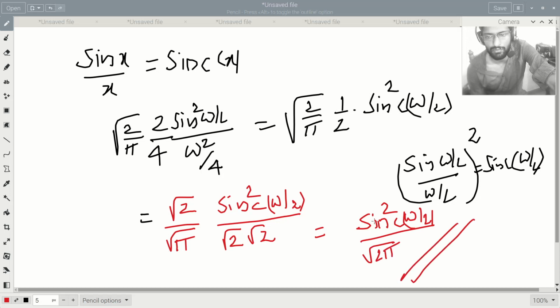So this is the Fourier transform of the triangle function, triangle 1 of t.